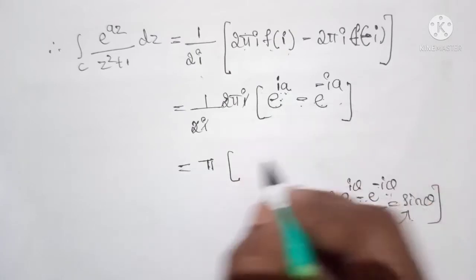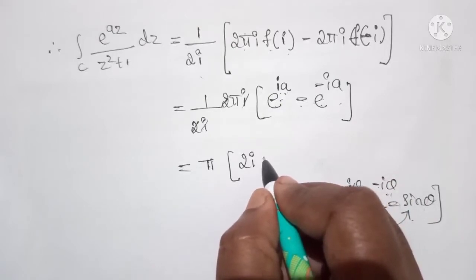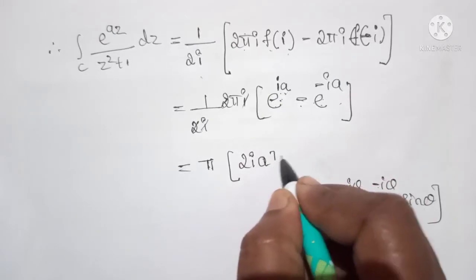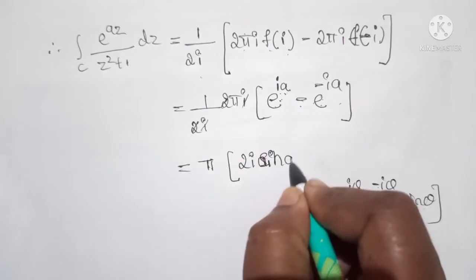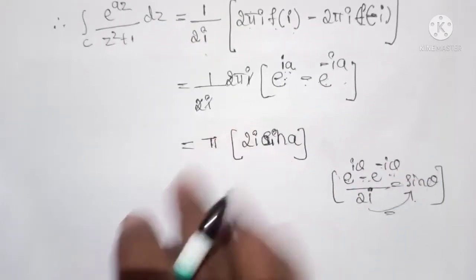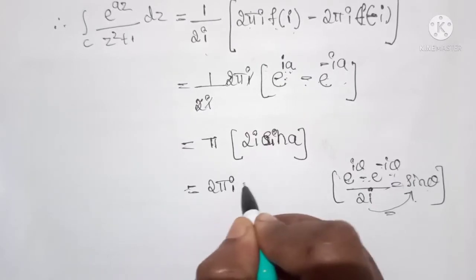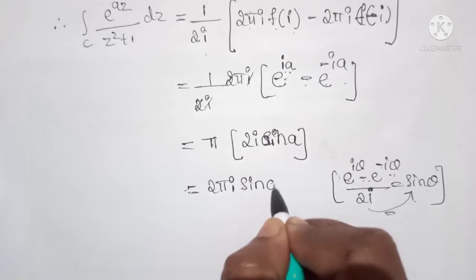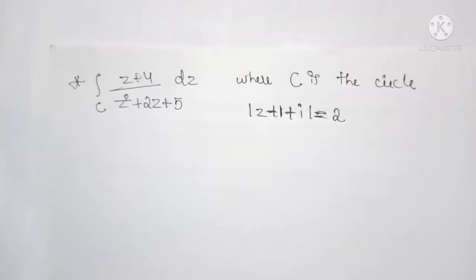So therefore we can substitute here, in the place of theta we have a, that is sine of a. So thus it is 2 pi i sine of a. Okay, so this is the required answer. Next problem.